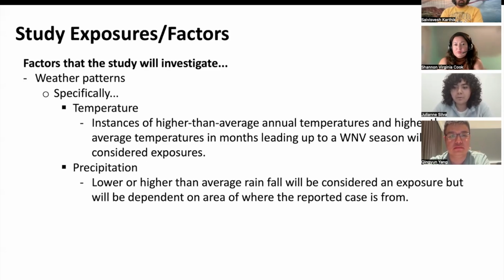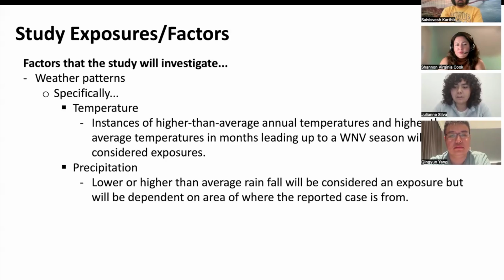In this proposed study, when it comes to considering a possible instance of exposure to temperature, temperatures will have to have reached higher than normal annual temperatures, as well as had experienced higher than normal temperatures prior to a West Nile virus season in the area where the participant who contracted West Nile virus lives.